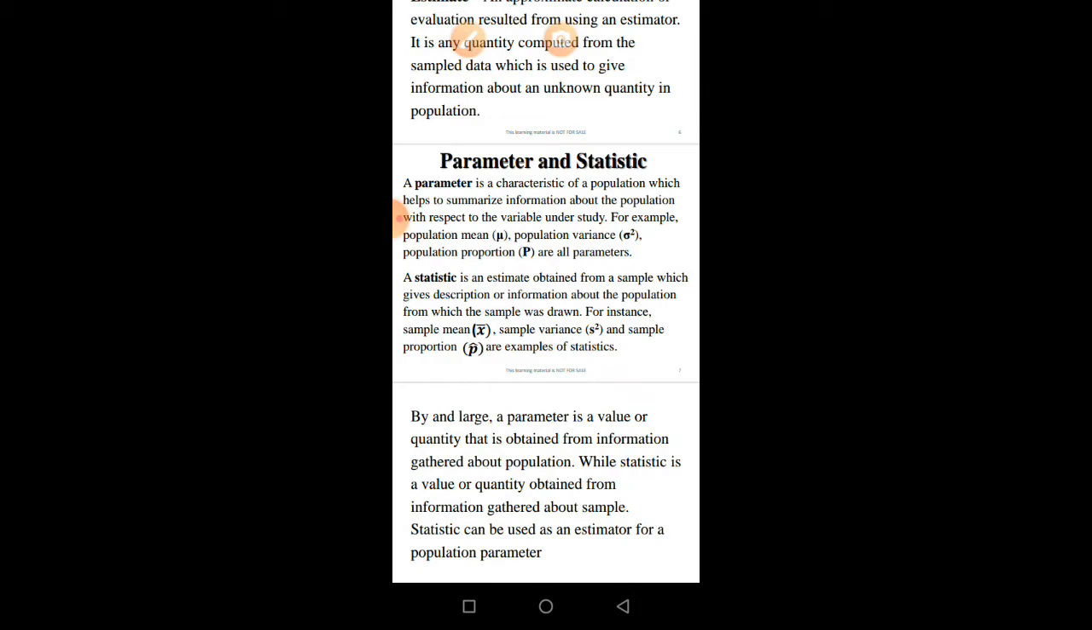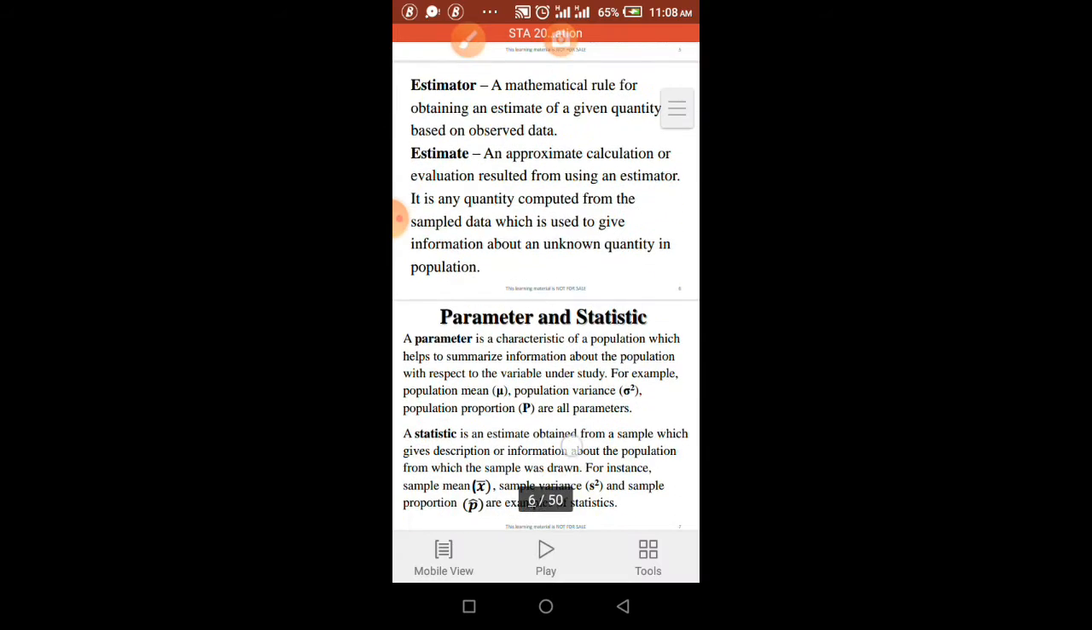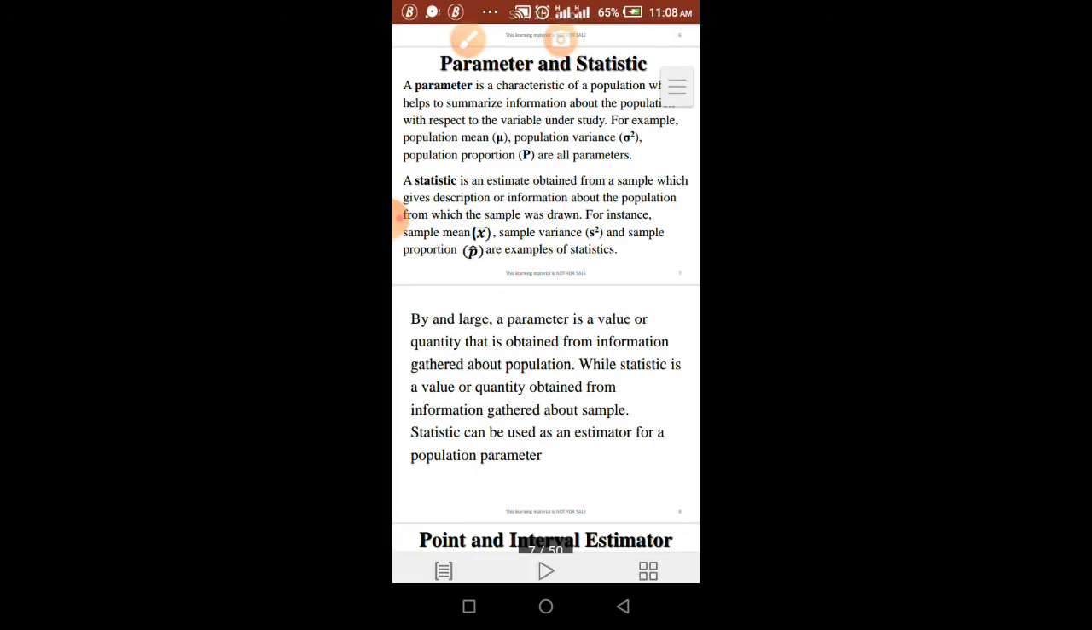Now let's go and check it. Estimation is the process by which sample data are used to indicate the value of an unknown quantity in a population. Do you understand? There's a similarity between that and a statistic, which is an estimate obtained from a sample which gives a description or information about the population from which the sample was drawn. For example, sample mean, sample variance, sample proportion are examples of statistics.